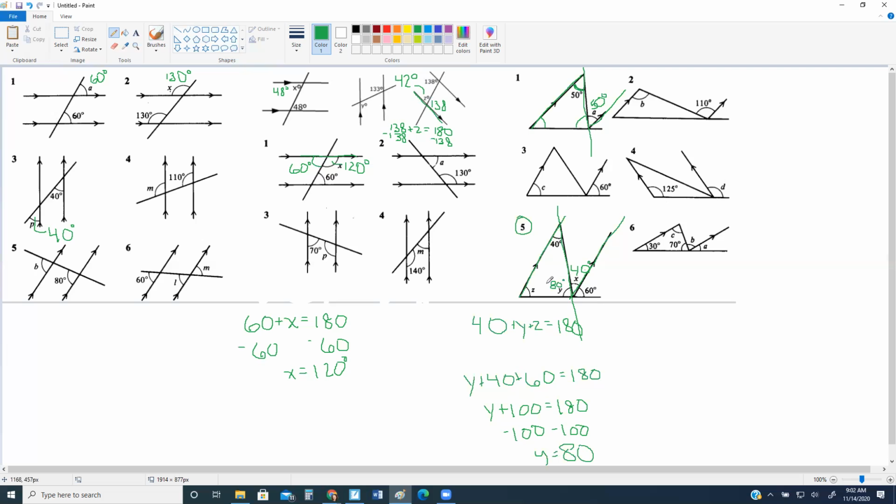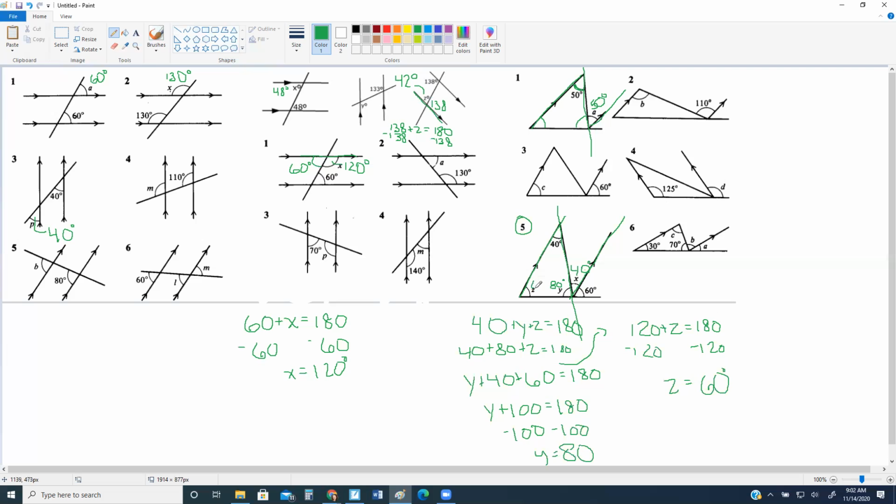And now I can use this y and this 40 degrees to figure out z. So 40 plus 80 plus z equals 180. I'm going to bring this up here since I already filled up my space down here. 40 plus 80 is 120. Plus z equals 180. Minus 120, minus 120. Z is equal to 60. There we go. Does that look like it could be 60?